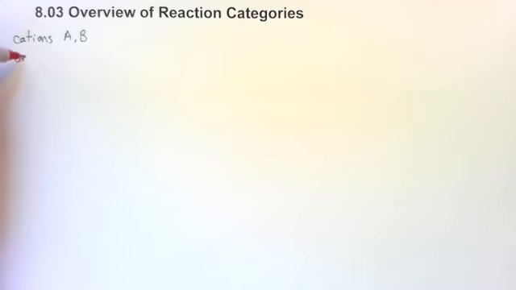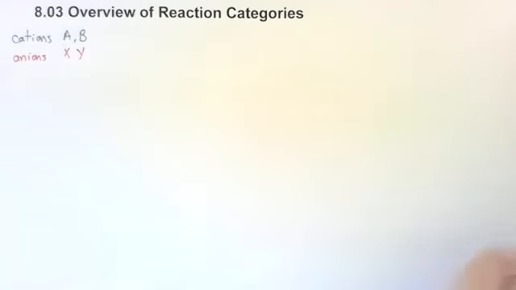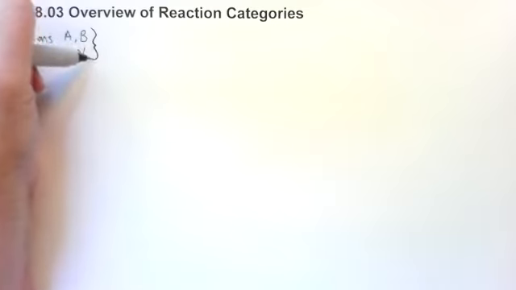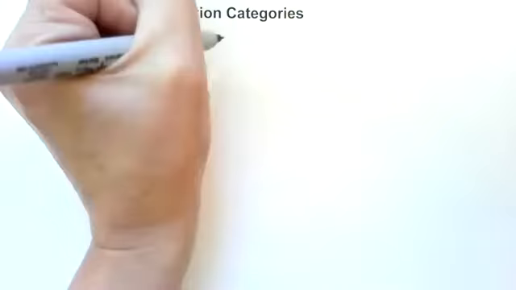And if you remember, our cations are going to be the letters A and B, and our anions are going to be the letters X and Y. And these are when they're in compounds. So here we're talking about in compounds, so we would have AX and BY. But when we have a letter by itself, that represents an element. So if I have just A or X, these are all going to be an element.